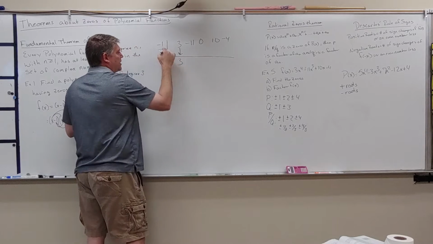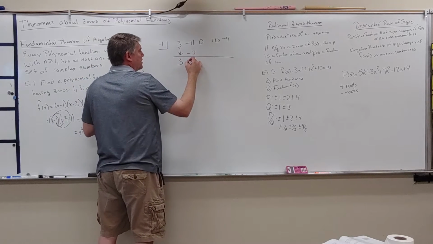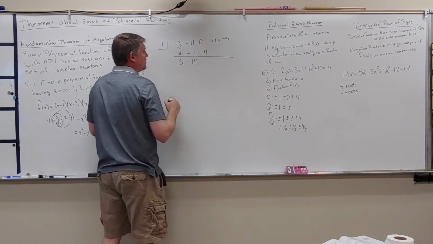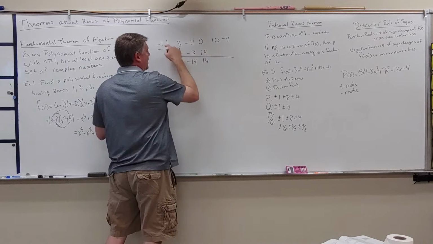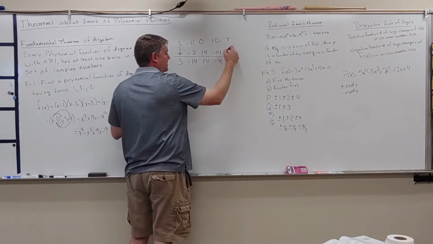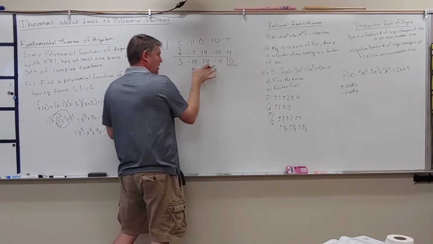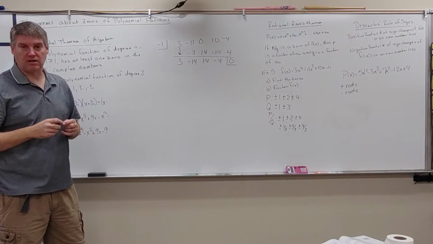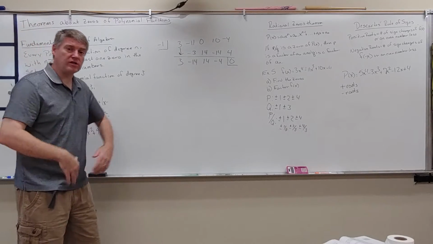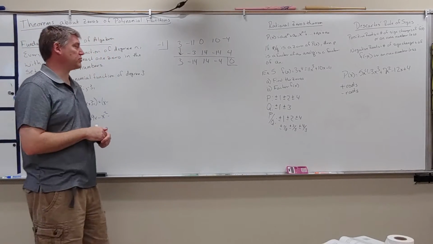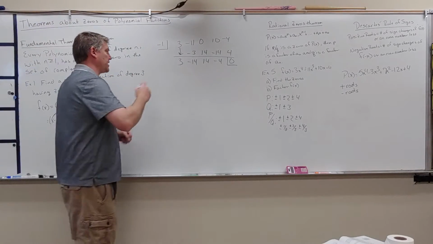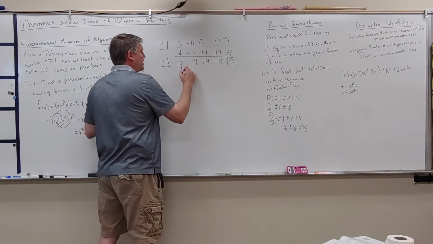So here is 3. Negative 1 times 3 is negative 3. This gives me negative 14. Negative 1 times negative 14 is positive 14. This gives me 14. Negative 1 times 14 is negative 14. This is negative 4. Negative 1 times negative 4 is positive 4. That gives me 0. So negative 1 is a factor of that polynomial. Okay? Now, negative 1 could be a factor again. It could have multiplicity of more than 1. So we should probably test it again just to be on the safe side.